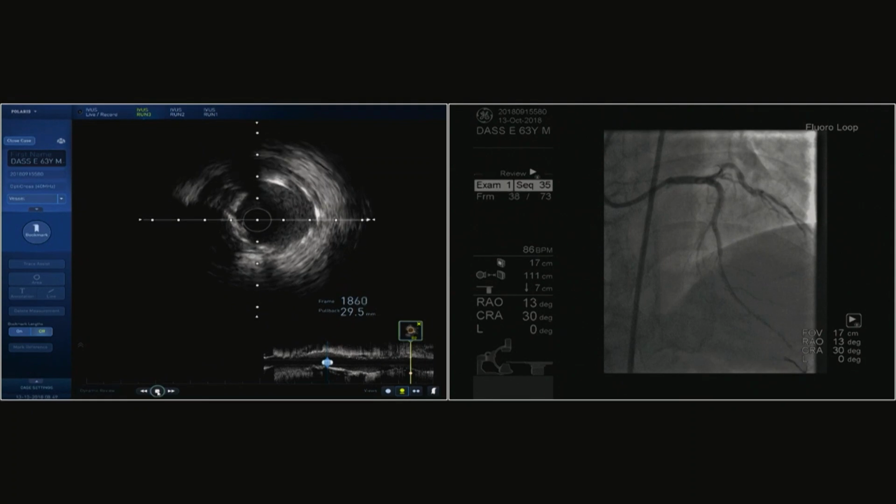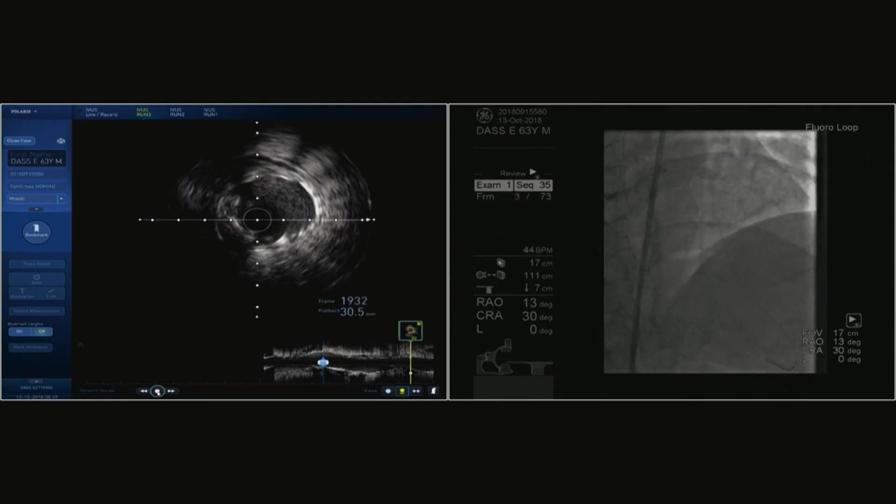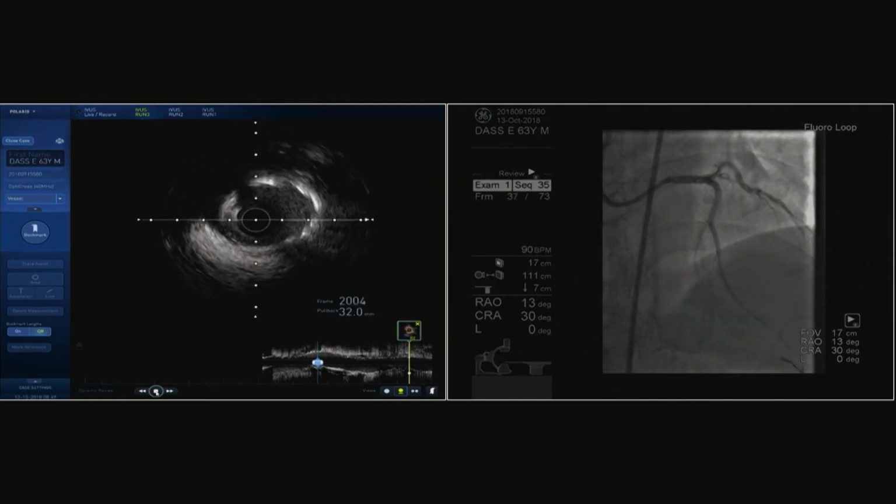Oh, the floor. Oh, this is not. Wait, hold on. I pressed the wrong pedal.